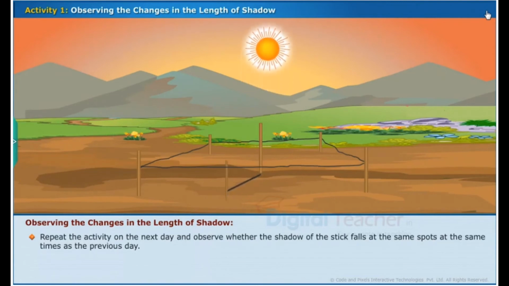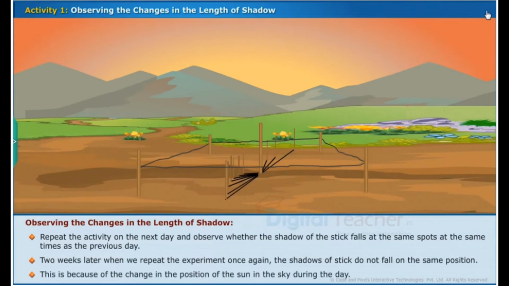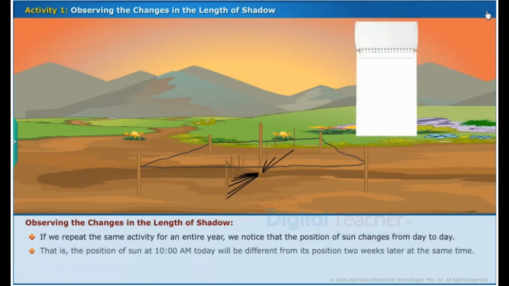Repeat the activity on the next day and observe whether the shadow of the stick falls at the same spots at the same time as the previous day. Two weeks later, when we repeat the experiment once again, the shadows of the stick do not fall on the same position. This is because of the change in the position of the sun in the sky during the day. If we repeat the same activity for an entire year, we notice that the position of the sun changes from day to day. That is, the position of the sun at 10 am today will be different from its position 2 weeks later at the same time.